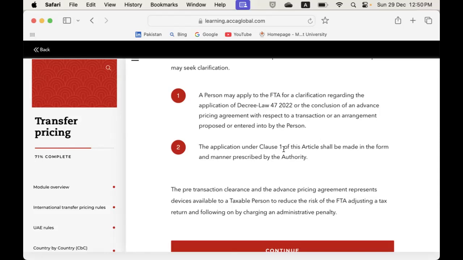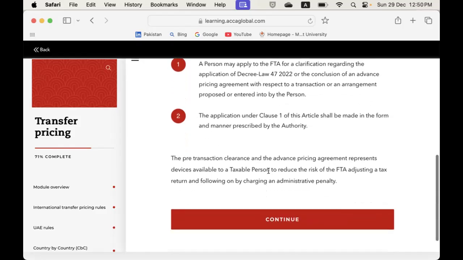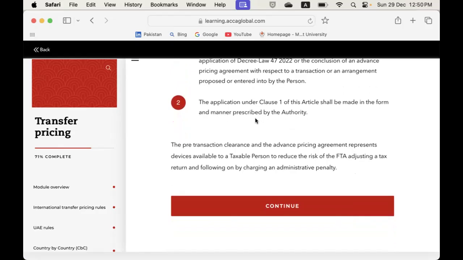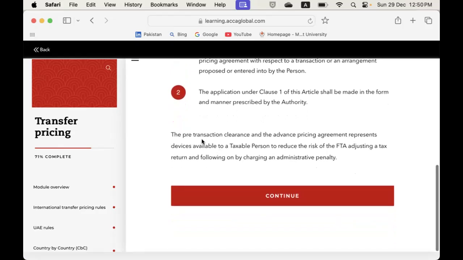The first thing is advance pricing agreements. The application under clause 1 of the article shall be made in the form and manner prescribed by the authorities. So the format has been provided. The pre-transaction clearance and advance pricing agreement represent devices available to a taxable person. This is very important. I think a very small fee applies, 2,000 dirhams or something.